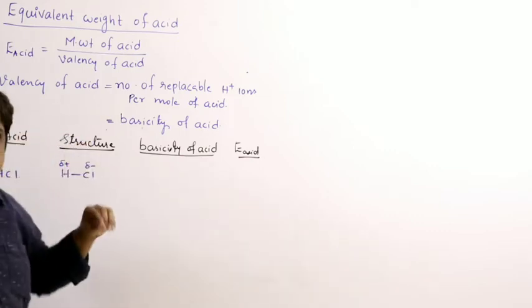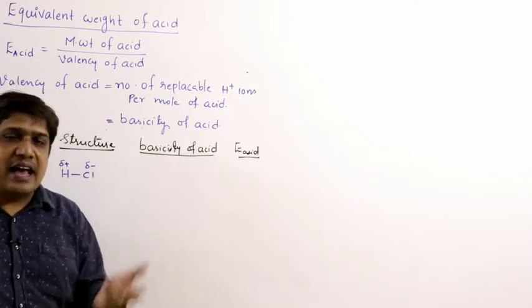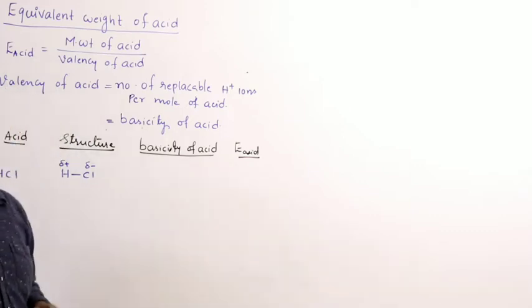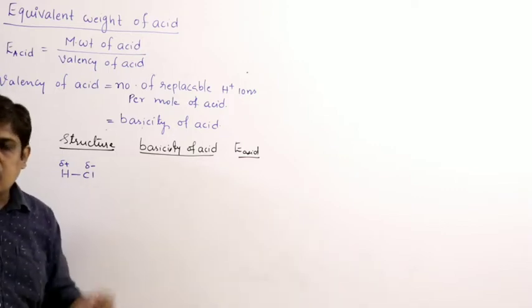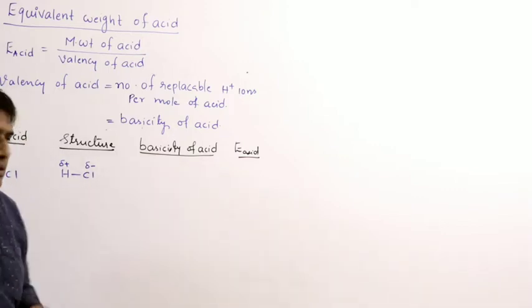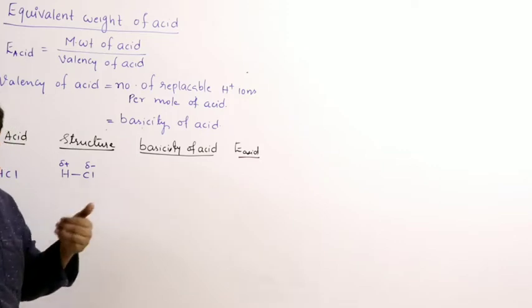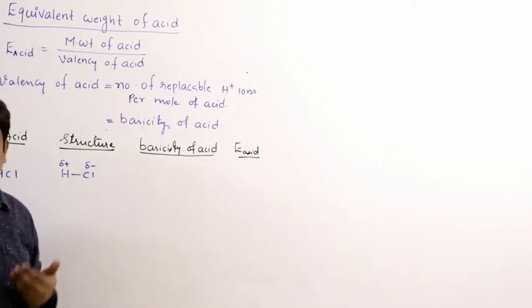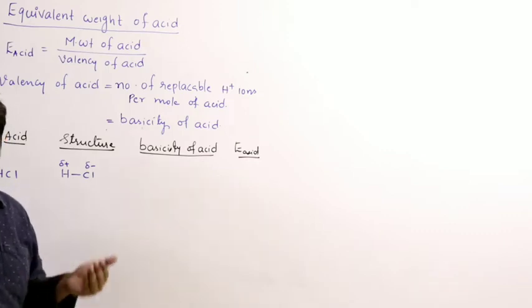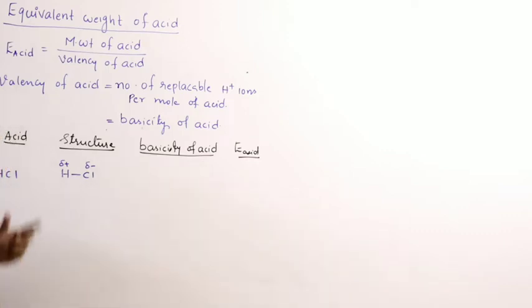The hydrogens which can be removed as H plus are considered as acidic hydrogens. So what are acidic hydrogens? Hydrogens which can be easily removed as H plus. When is this possible? If it is attached to more electronegative atom. What are more electronegative atoms? Like fluorine, chlorine, oxygen, nitrogen, etc. So these hydrogens can be easily removed as H plus. The hydrogens which can be removed as H plus are known as acidic hydrogen.